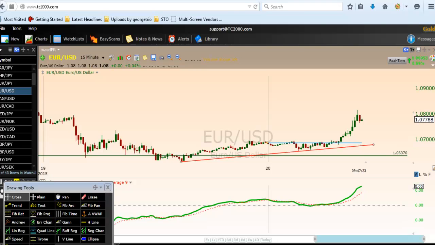On the hourly charts, we draw the converted support and resistance levels. We switch to the 15-minute chart. When the MACD crosses above its signal line at a converted support level, we buy. When the MACD crosses below its signal line at a converted resistance level, we sell.